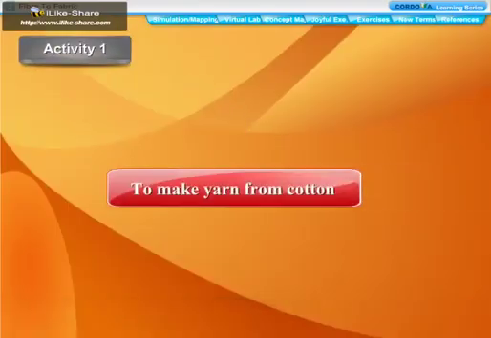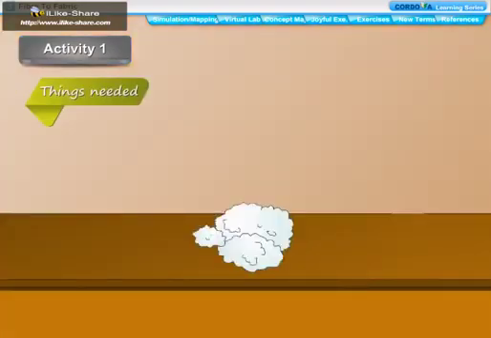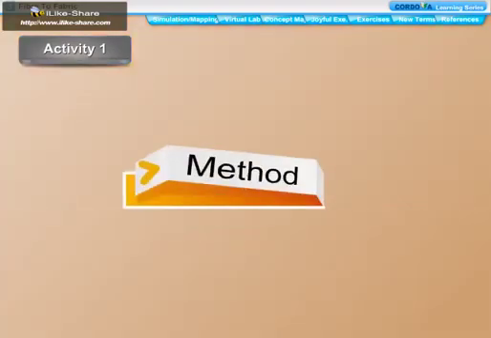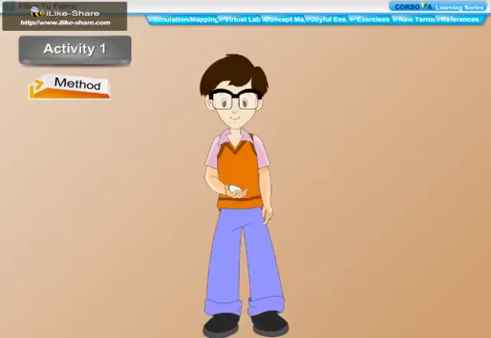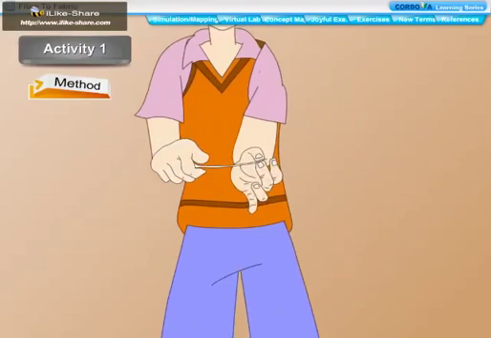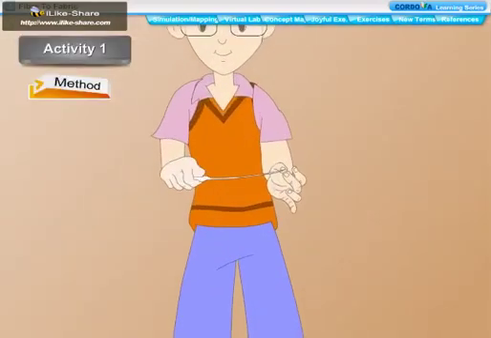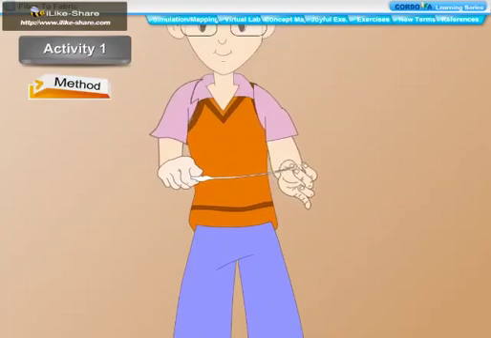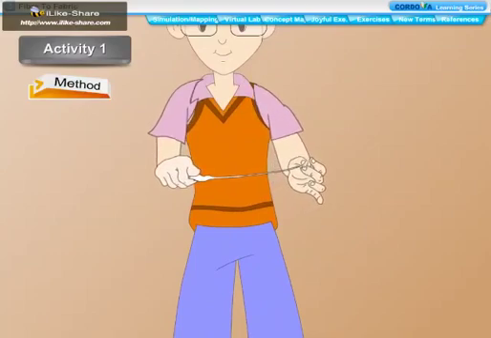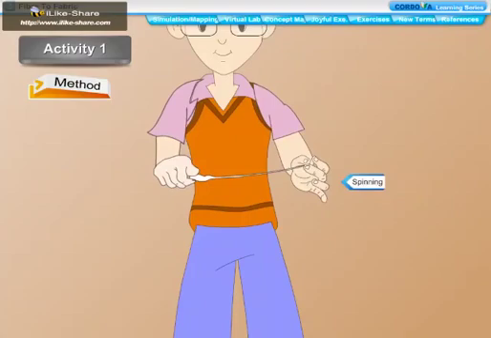Activity 1. To make yarn from cotton. Things needed. Cotton wool. Method. Hold some cotton wool in one finger. Pinch some cotton between the thumb and the forefinger of the other hand. Now, gently start pulling out the cotton while continuously twisting the fibers. Observation. The fibers from cotton are drawn and at the same time twisted to form cotton yarn. This process is called spinning. Spinning increases the strength of the fiber.